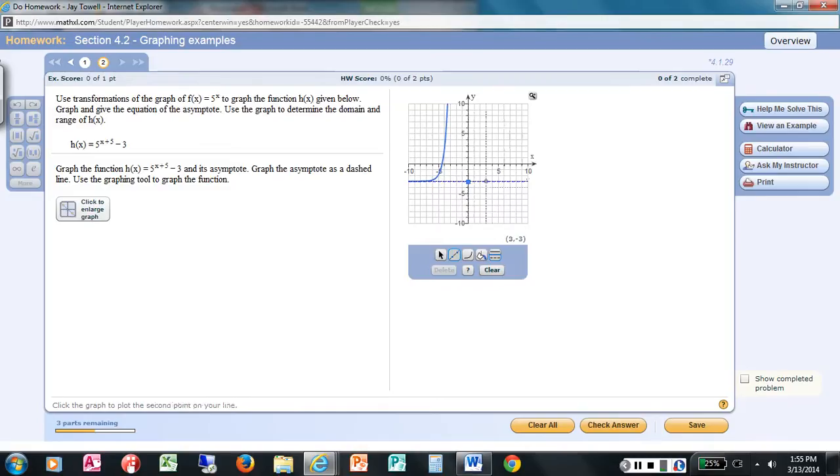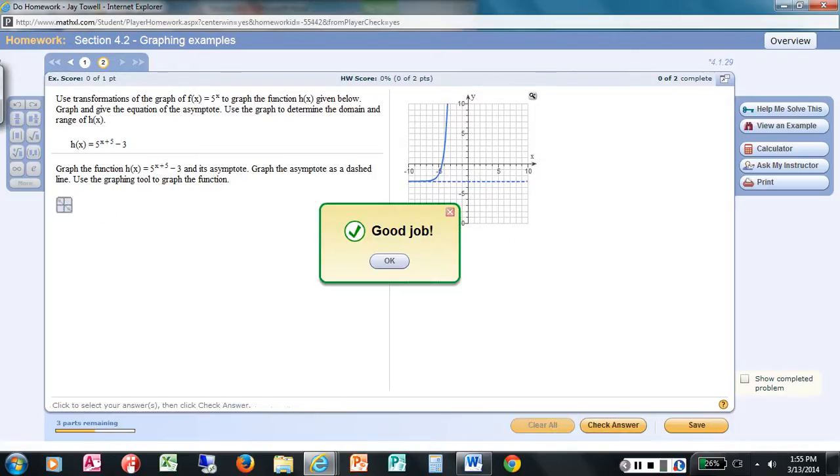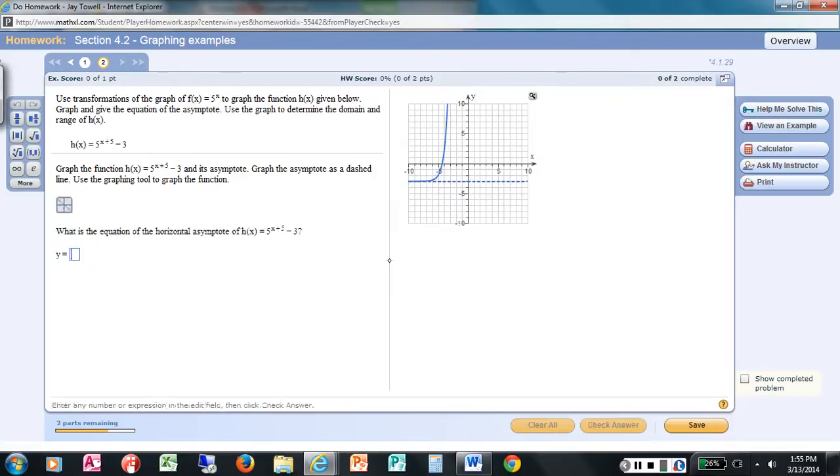And all you have to do is just put a couple of points on that line. I did 0, negative 3, and you can just come right over to 1, negative 3. And that'll put in the horizontal asymptote right there. So it wants those two things. It wants the graph and that horizontal asymptote. All right? So once you get those two things in, check your answer. Okay. Good job. And then it wants you to verify here, what is the equation of the horizontal asymptote?